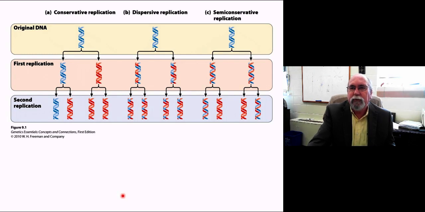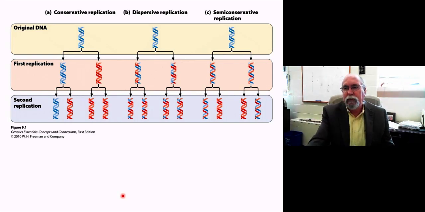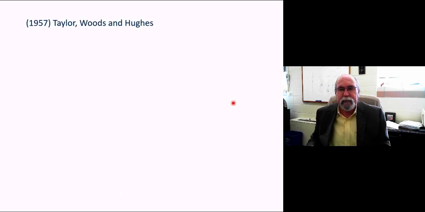And then on the Watson-Crick model, like I said, you pull it apart, you end up with a new strand and an old strand, new strand and old strand, new strand and old strand as you work down. So you're always gaining a new version of your strands. Okay? All right.